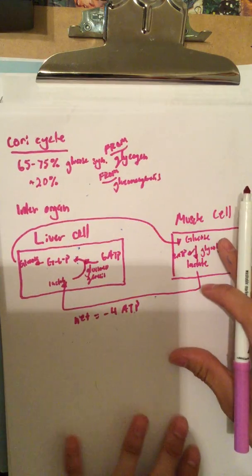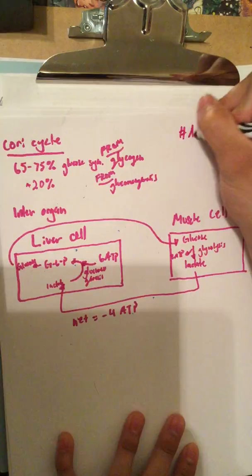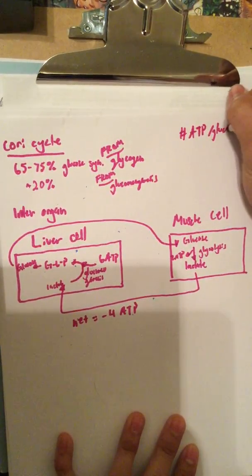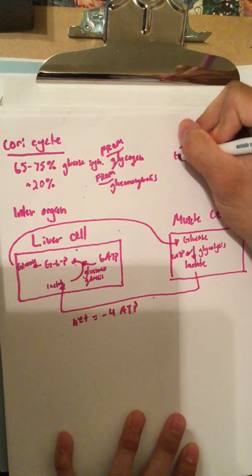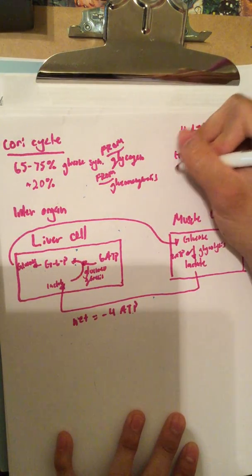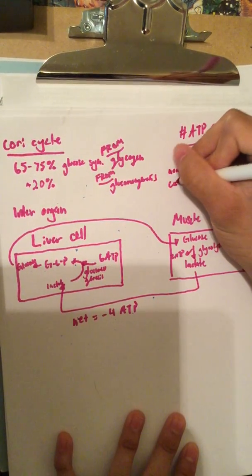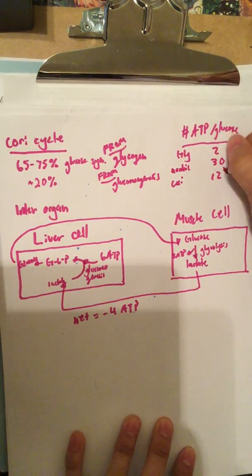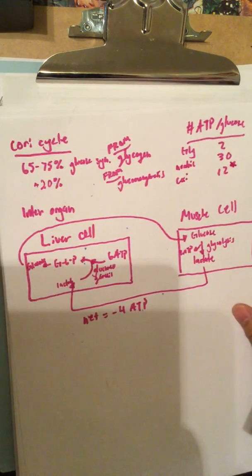One thing to keep in mind is the number of ATP per unit of glucose. In just glycolysis, we're going to say 2, and aerobic processes, we're going to say that's 30. Using the Cori cycle, we're going to say we get about 12. That's a star. In the Cori cycle, we're getting about 12 ATP per glucose.